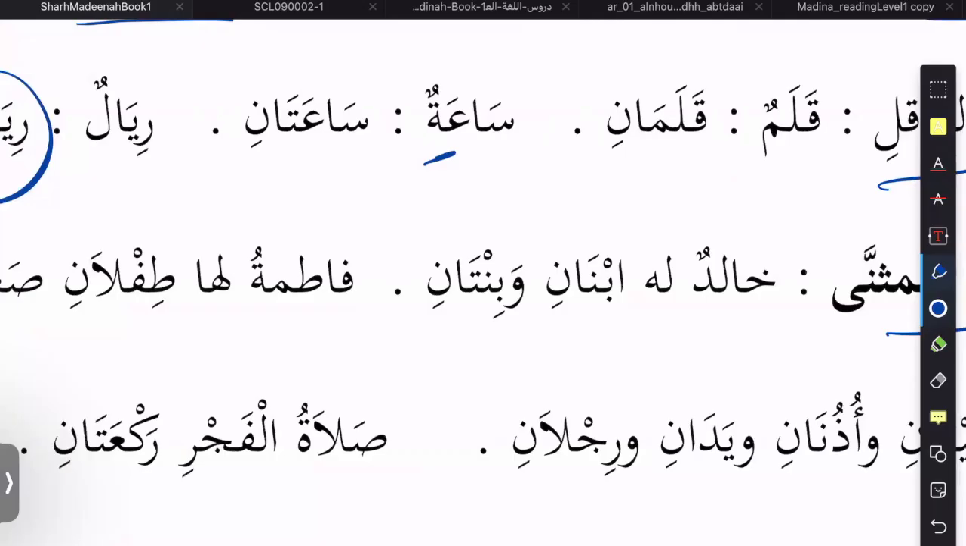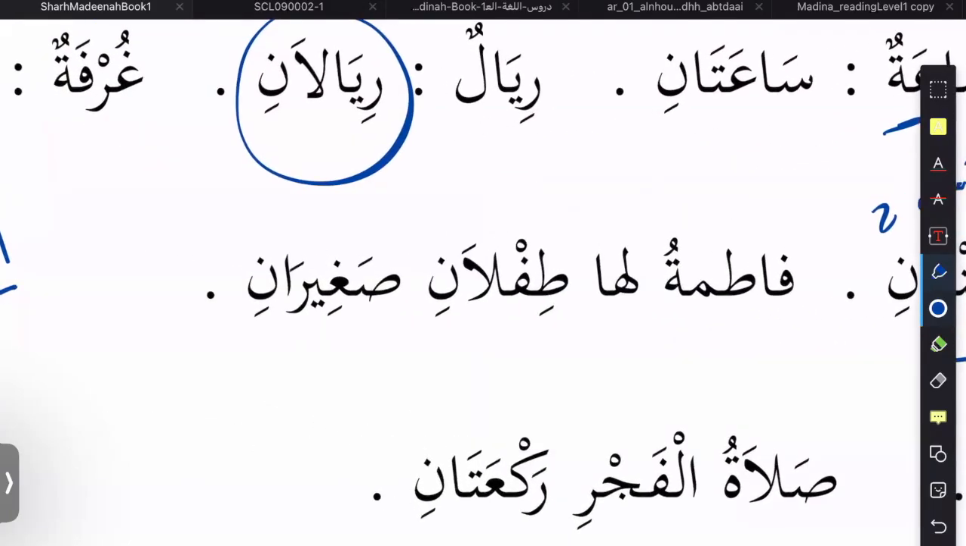خالد له ابنان وبنتان. Okay, you see what he's doing. خالد له, that means he has ابنان وبنتان. So that means, how many children does he have? Four. Yes. So he has two sons and two daughters.